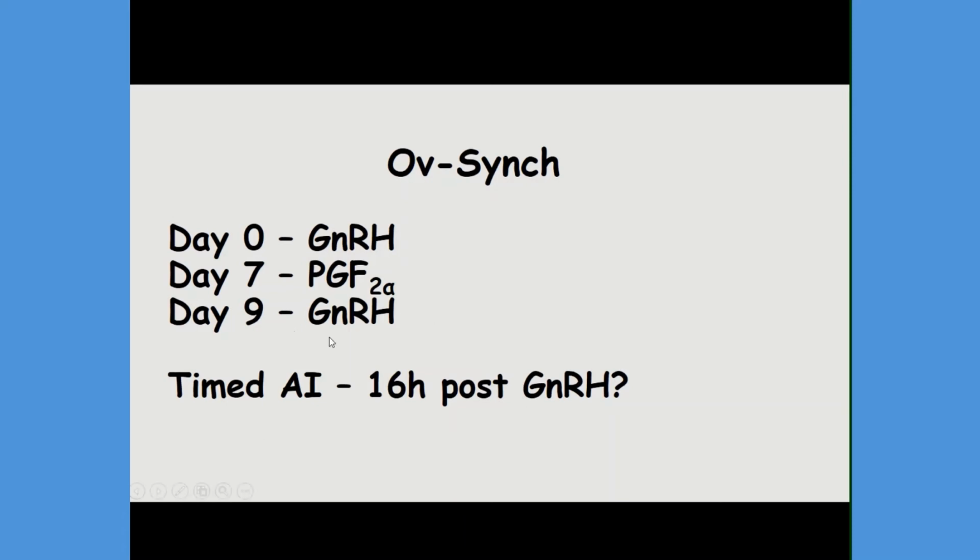However, if we give that second shot of GnRH, what will happen is we further tighten the window because we are basically eliciting an LH surge and therefore getting ovulation in a much tighter time. That is why timed AI is facilitated, because after the second GnRH injection, you can inseminate your cows 16 hours post GnRH without requirement of an observed heat.